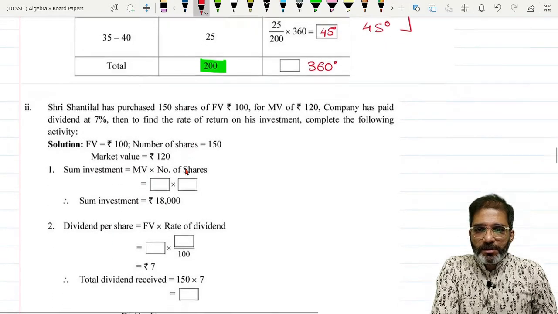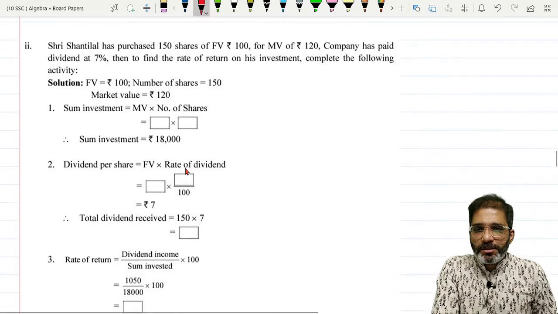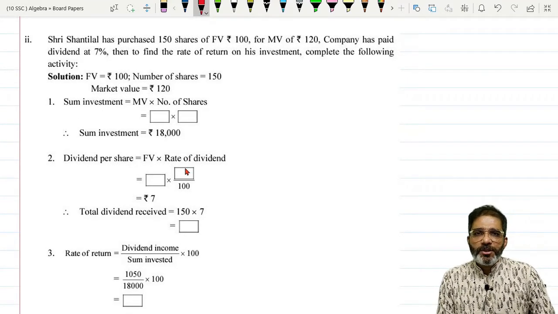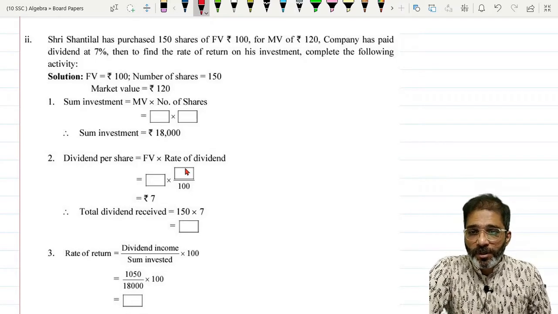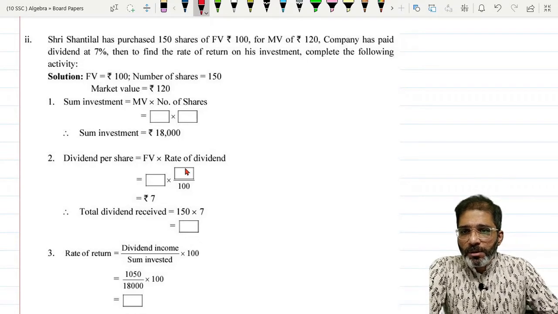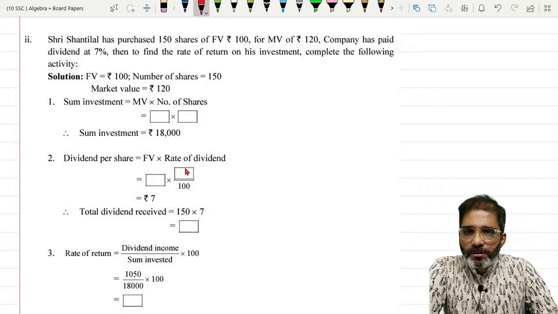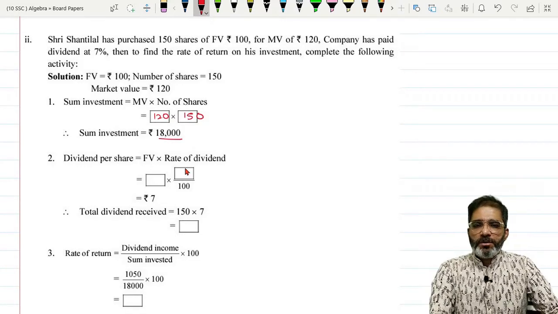It is on shares. Yes, so they have given the face value of a share is 100, number of shares are 150, market value is given as 120 rupees. So sum invested equals market value, that is 120 into the number of shares. Okay, number of shares is given as how much? 150. So 120 into 150 is 18,000. So we got the first thing.